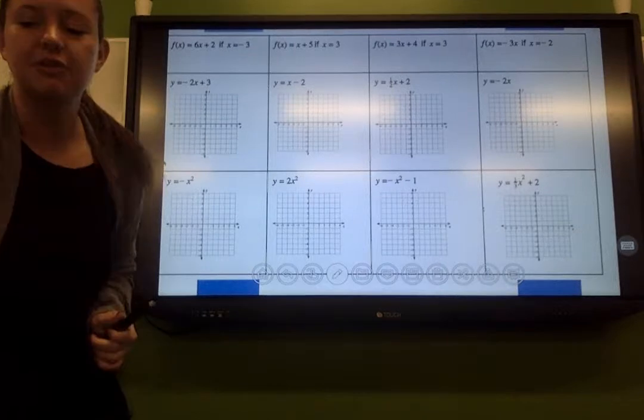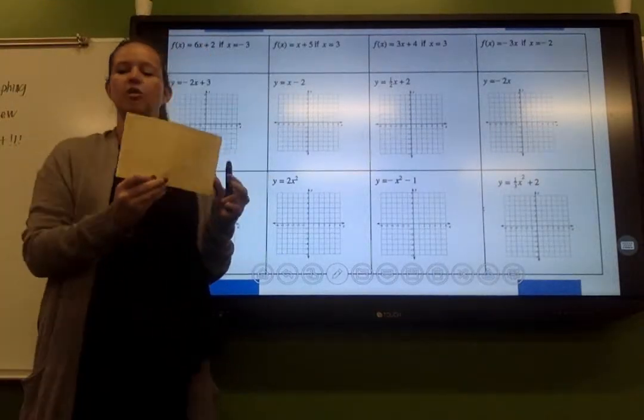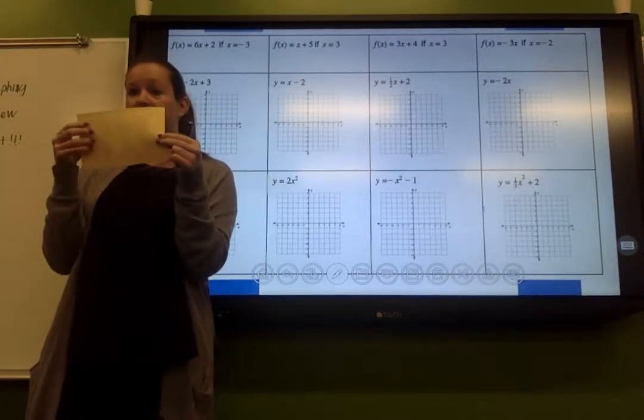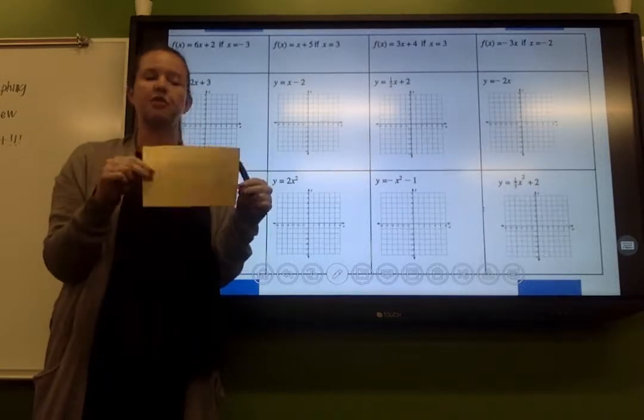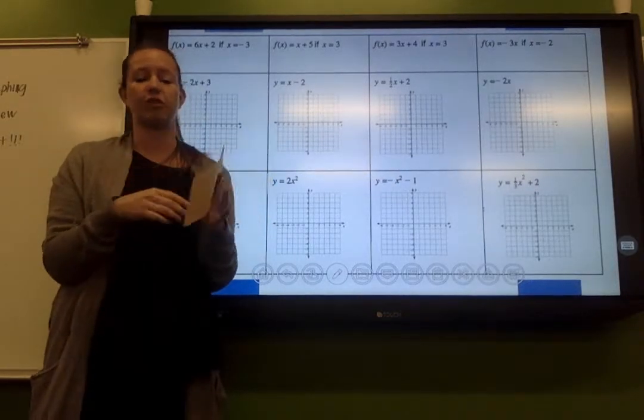Okay, everyone should have one of these little orangey or white sheets in front of you. Yes, we're on the graphing side. So you should have done this before. Let's see if you can do it without calculators, the first 4.